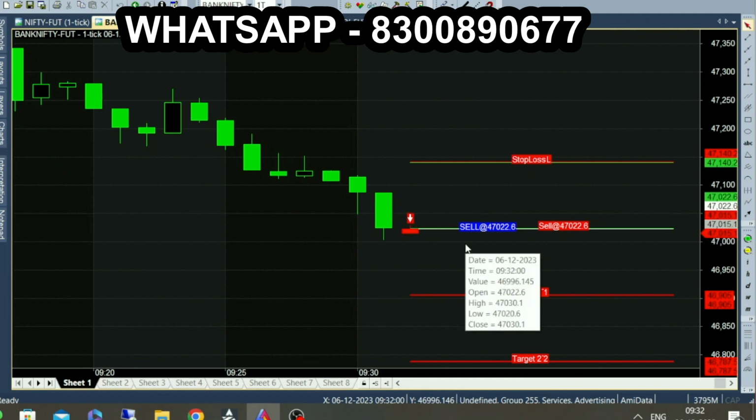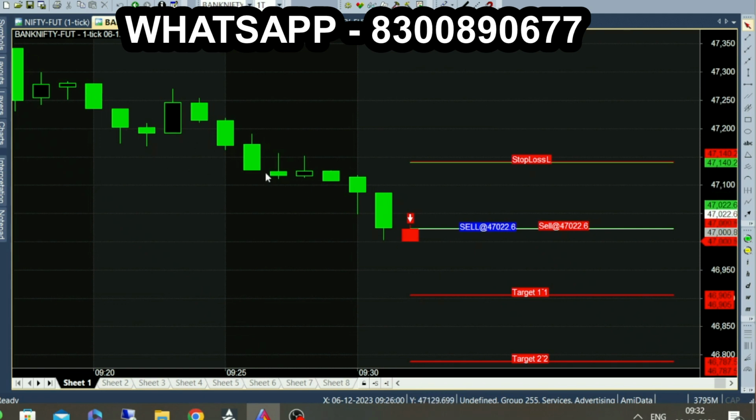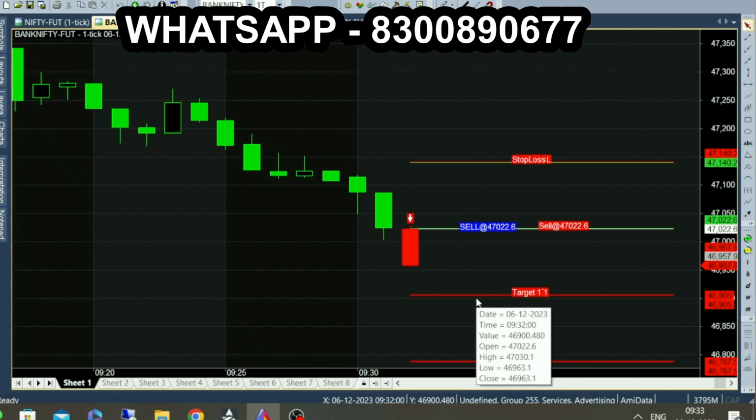Today the market opened, and from the opening itself it's a downside direction. After 15 minutes of market open, after 9:30, a sell call was generated, so a red color candle opened. The call came at the 47,022 range. That straight white line from the red color candle is our entry point line. Below it are our first target and second target lines.